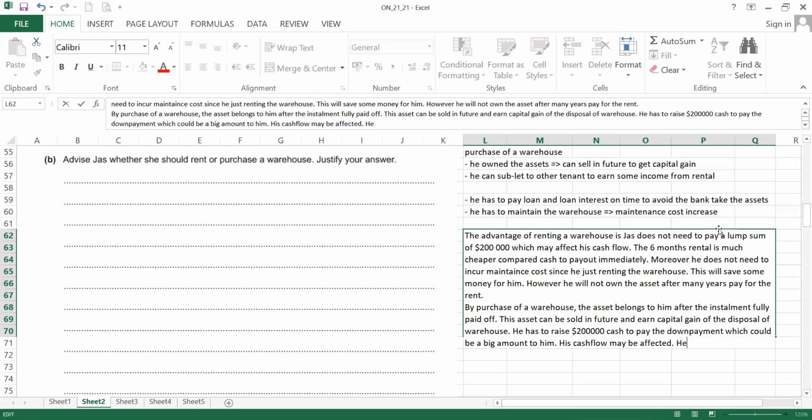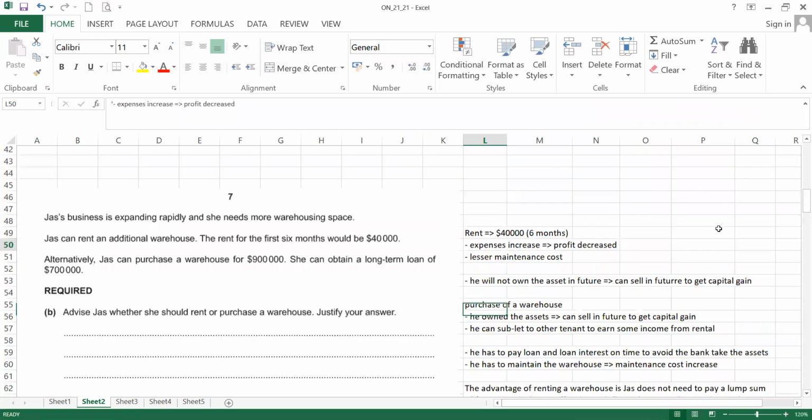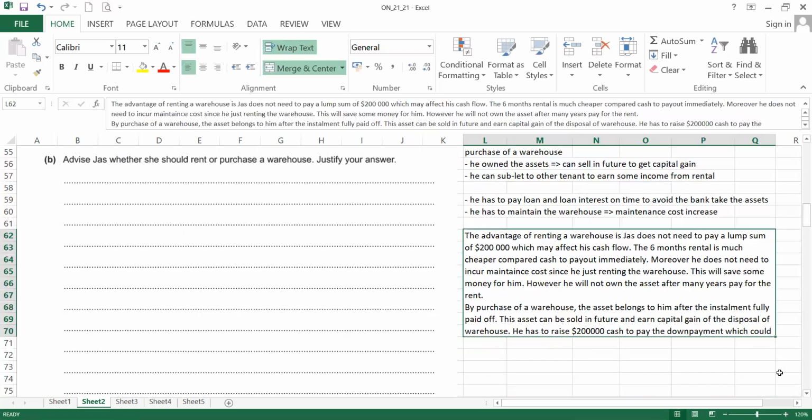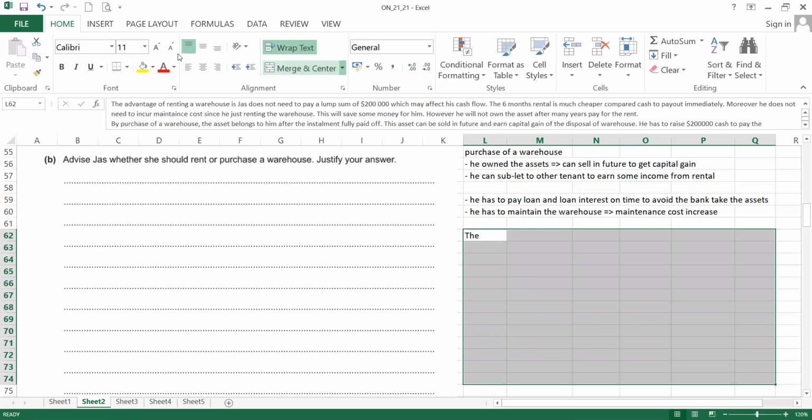He has to ensure monthly repayment of the loan and loan interest are served on time to avoid the bank taking the asset. Okay, so now the conclusion. What is the conclusion that we can put in? Make one sentence or two sentences for it.